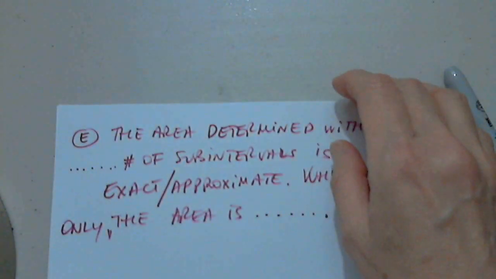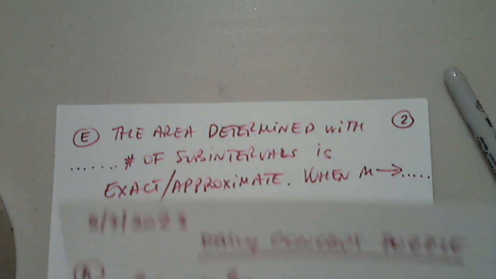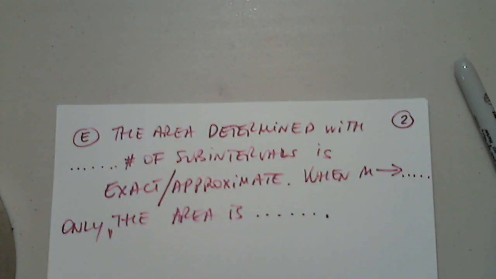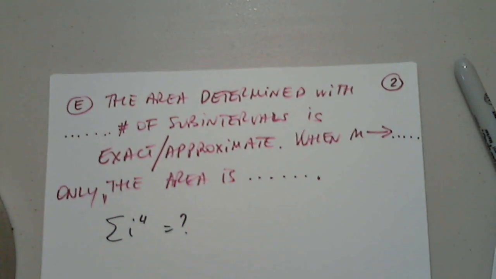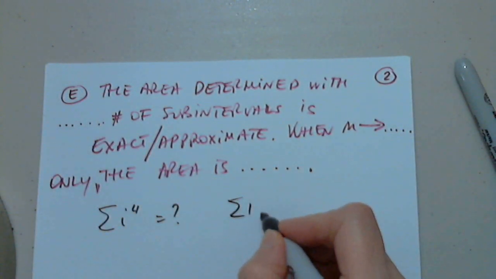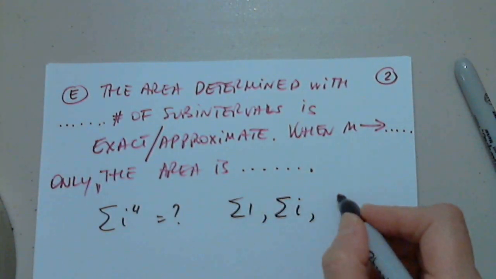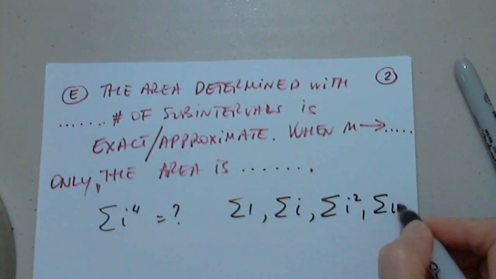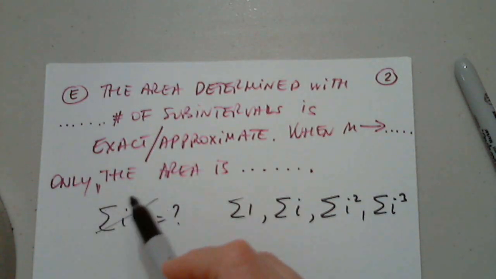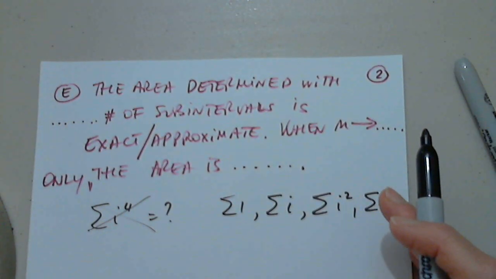Awesome, thank you. Last one. Why can we not use the Riemann sum on fourth degree polynomials, for example? Because we don't have the sum of i to the fourth. Okay, that makes sense. So now the last one, we only have the sum of 1, we have the sum of i, we have the sum of i squared, and we have the sum of i cubed. This will be beyond control.